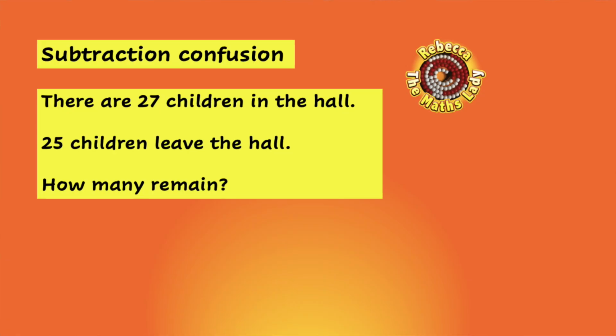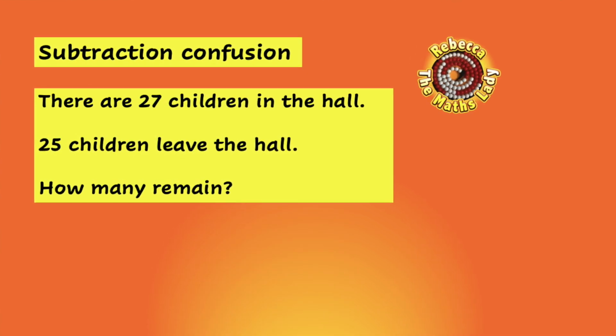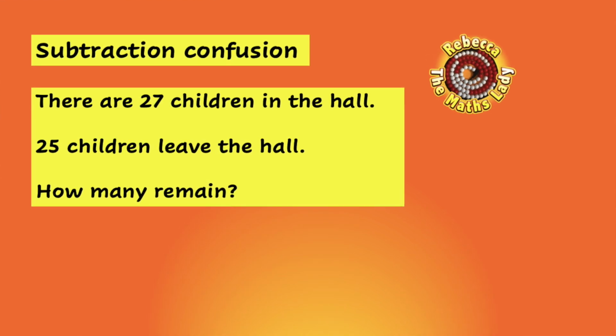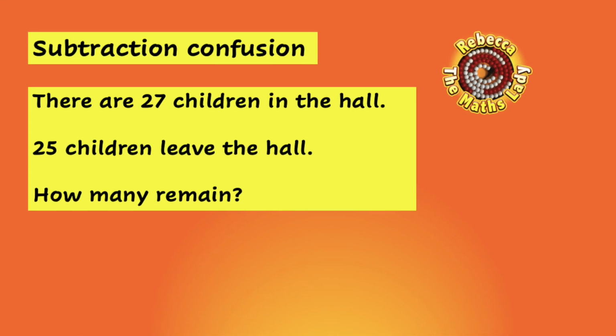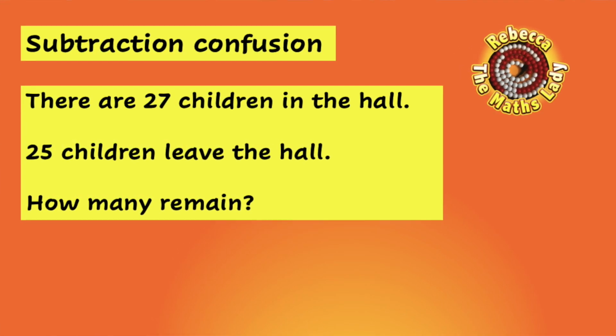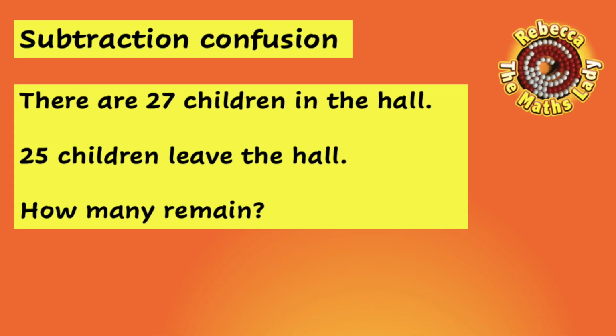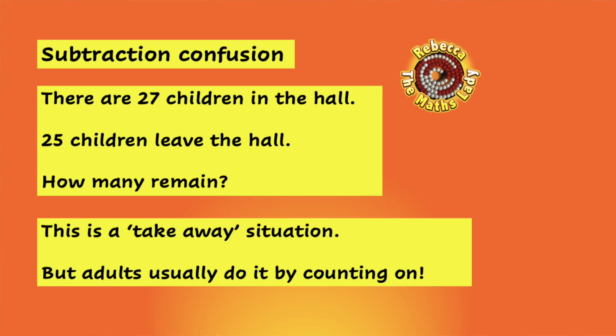Right, let's look at why it's important that you confidently understand that subtraction is both taking away and counting on, or you're going to end up confusing your child. Look at this problem. There are 27 children in the hall. 25 children leave the hall. How many remain? If you look at the structure of the question, is that structure, the children leaving the hall, about taking away or counting on? It's definitely about taking away. You've taken away 25 children from the hall and you're trying to find out how many are left.